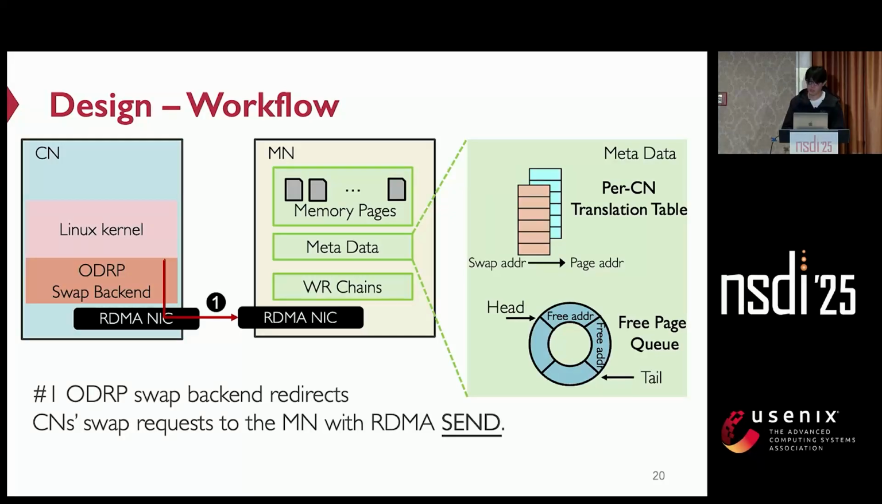Next, I will briefly introduce the workflow of a swap request in ODRP. When receiving a swap request from the Linux kernel, the compute node's swap backend redirects this request to the memory node using an RDMA send operation with necessary arguments.